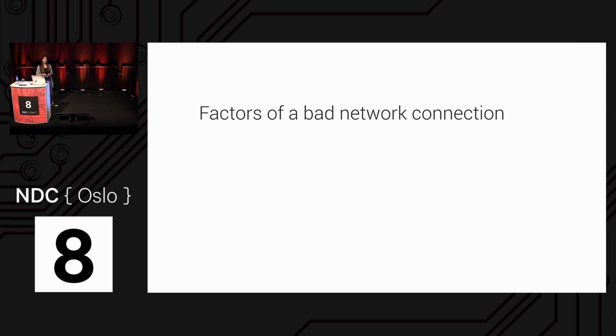So here are some factors of a bad network connection. It could be poor coverage of a provider, and there are lots of scenarios for that. It could be extreme weather conditions. If there's a lot of rain, a lot of thunder, this could affect the internet connection. It could be power outages. Whenever the power is off, the internet is offline as well.